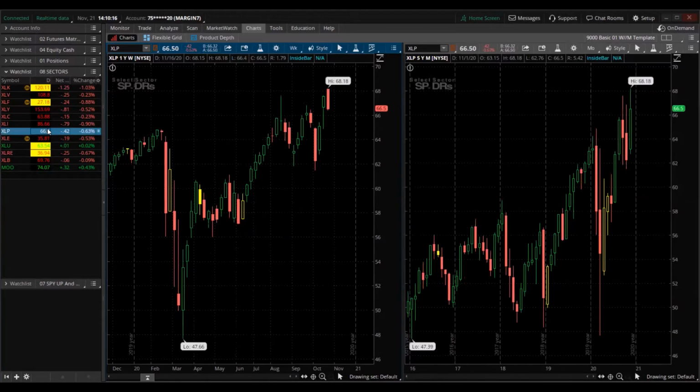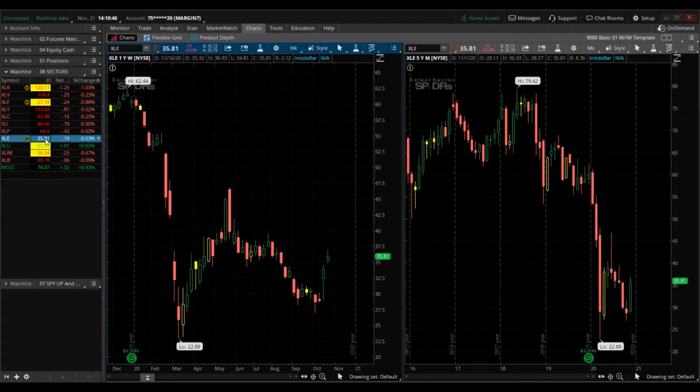XLP, Consumer Staples, makes up 6.7% of the S&P 500. For the week, we made an all-time high for the past 12 months. And right now we're trading below the close of last month. It's nearly a bearish engulfing candle. And for the past 5 years, a lot of whipsaw. But again, we're currently at the all-time high.